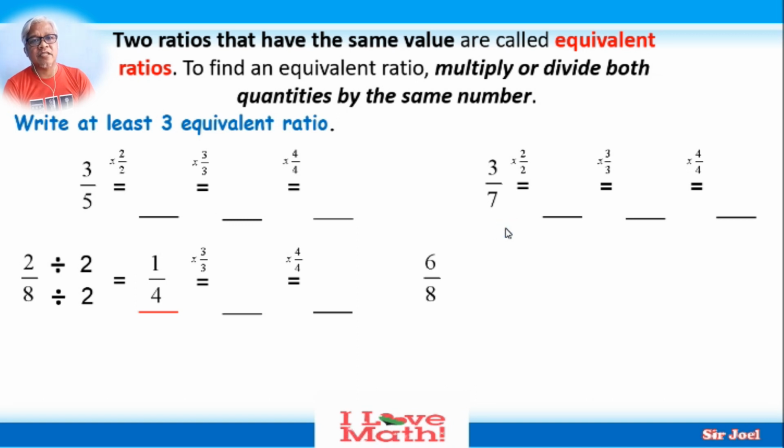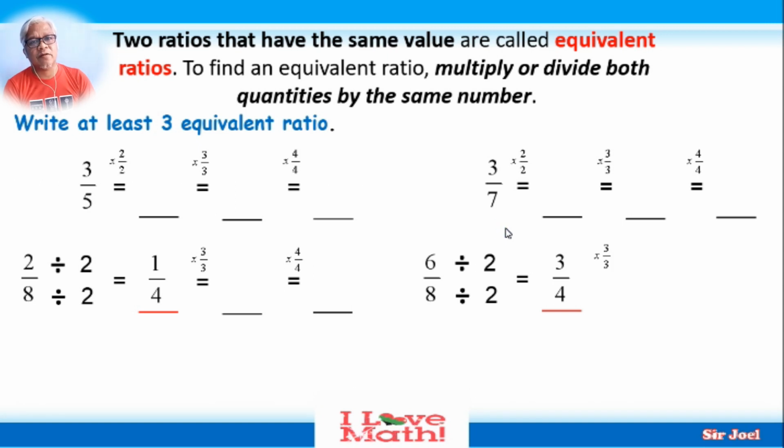Next, we have 6 is to 8 or 6 over 8. So, there is a common divisor dun sa 6 and 8 kung saan pwede siyang i-divide by 2. So, instead of 6 is to 8, magiging na siyang 3 is to 4 or 3 over 4. Kapag i-multiply yung 3 over 4 or 3 is to 4 by 2 over 2, babalik ka sa 6 is to 8. So, i-multiply natin yung 3 is to 4 by 3 over 3.